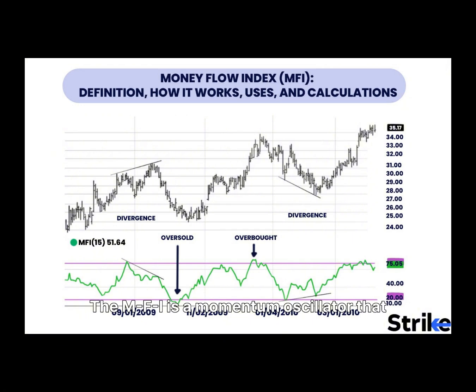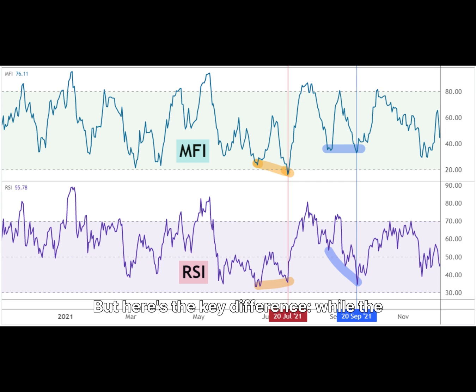The MFI is a momentum oscillator that measures the strength of money flowing in and out of a currency pair. It oscillates between 0 and 100, just like the popular RSI indicator. But here's the key difference. While the RSI only looks at price movements, the MFI adds volume into the equation. This makes it a volume-weighted RSI, giving you much more reliable signals.